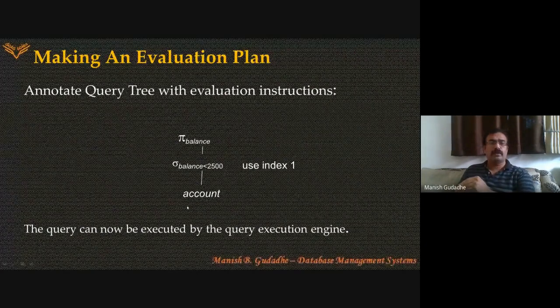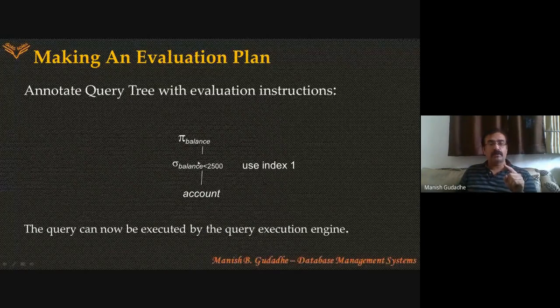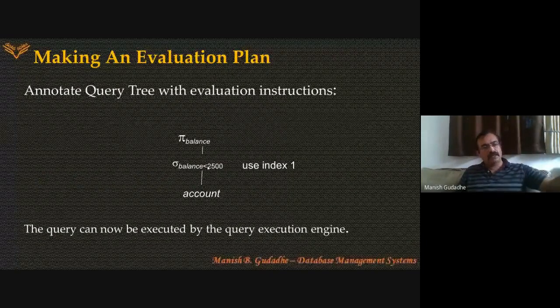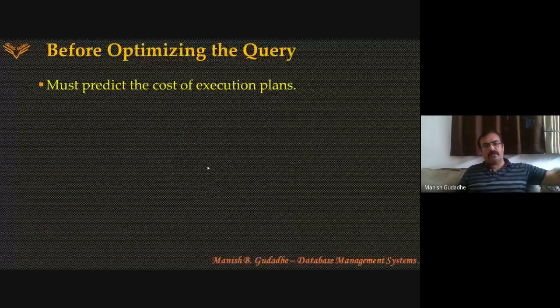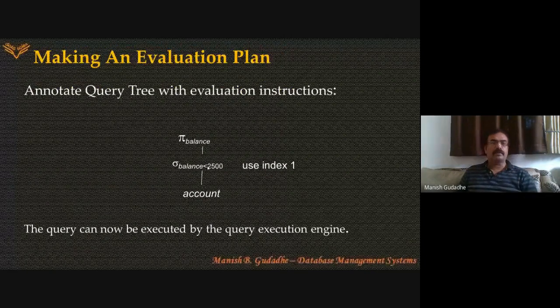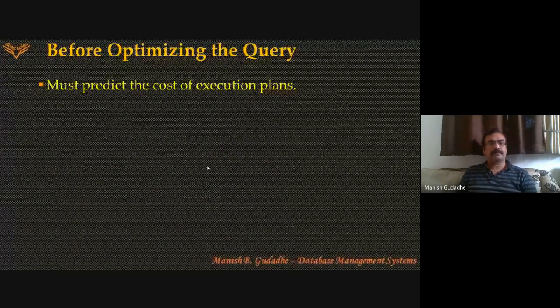So when you retrieve account, there is no need to use the index, but when you are talking about balance is less than, you will have to use the index, get the balance on my addition, and extract that row for our purpose. So this way we can make an evaluation plan.